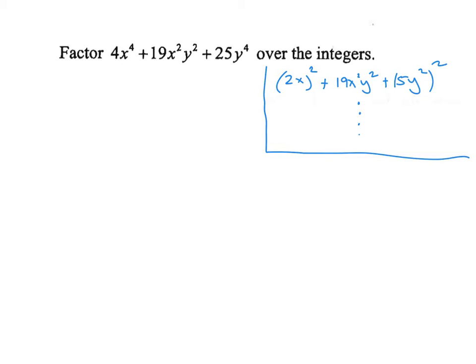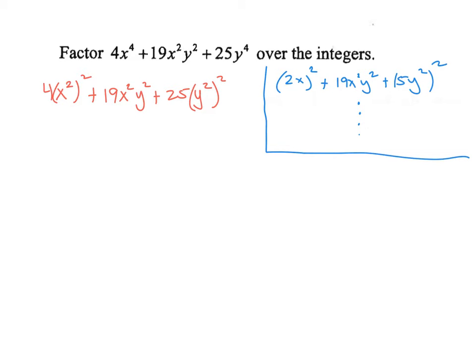Rather than group the entire first term and consider that a square, I just considered the x to the fourth as x squared squared. So I thought of this as 4x squared squared plus 19x squared y squared plus 25, and then I thought of this y to the fourth as y squared squared.